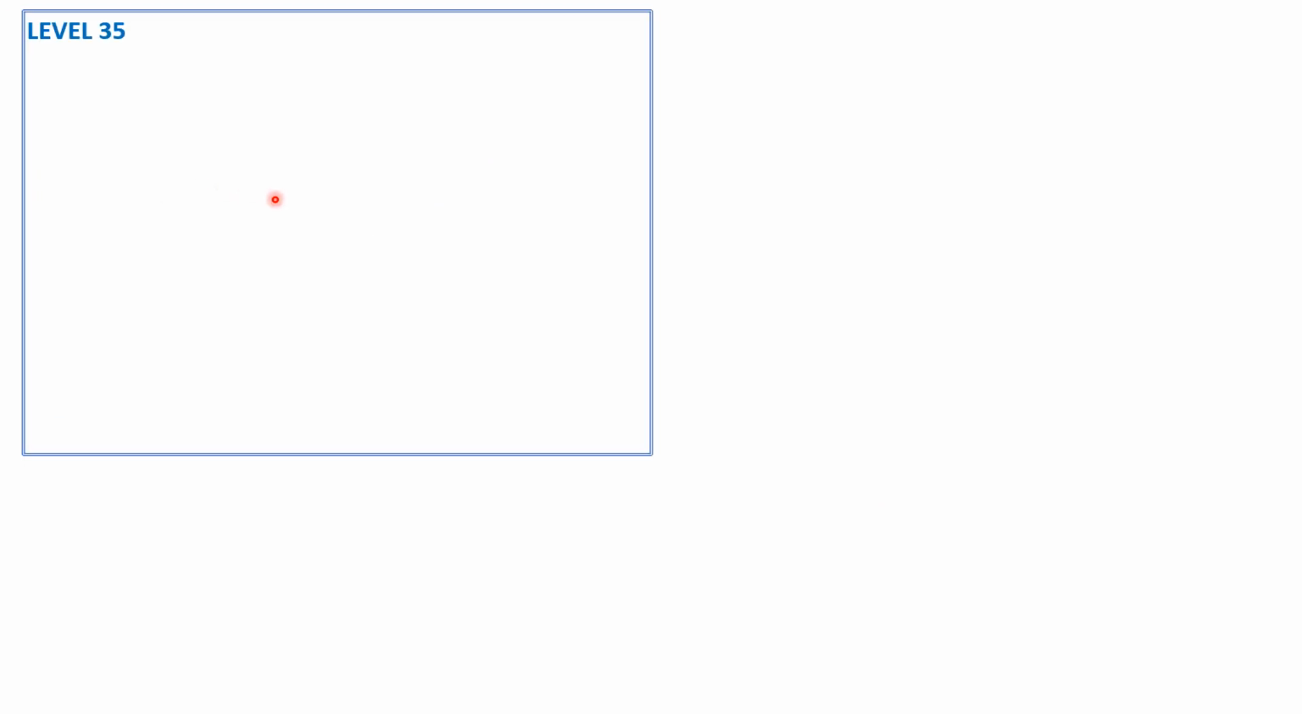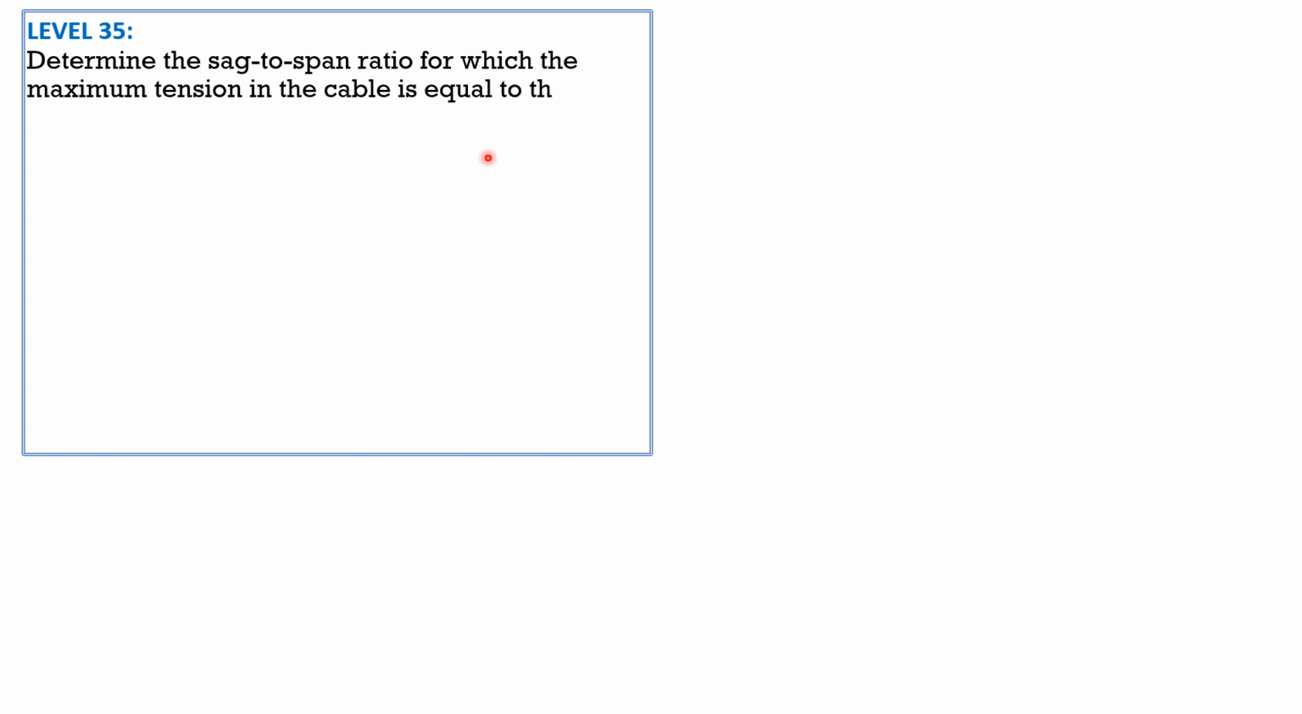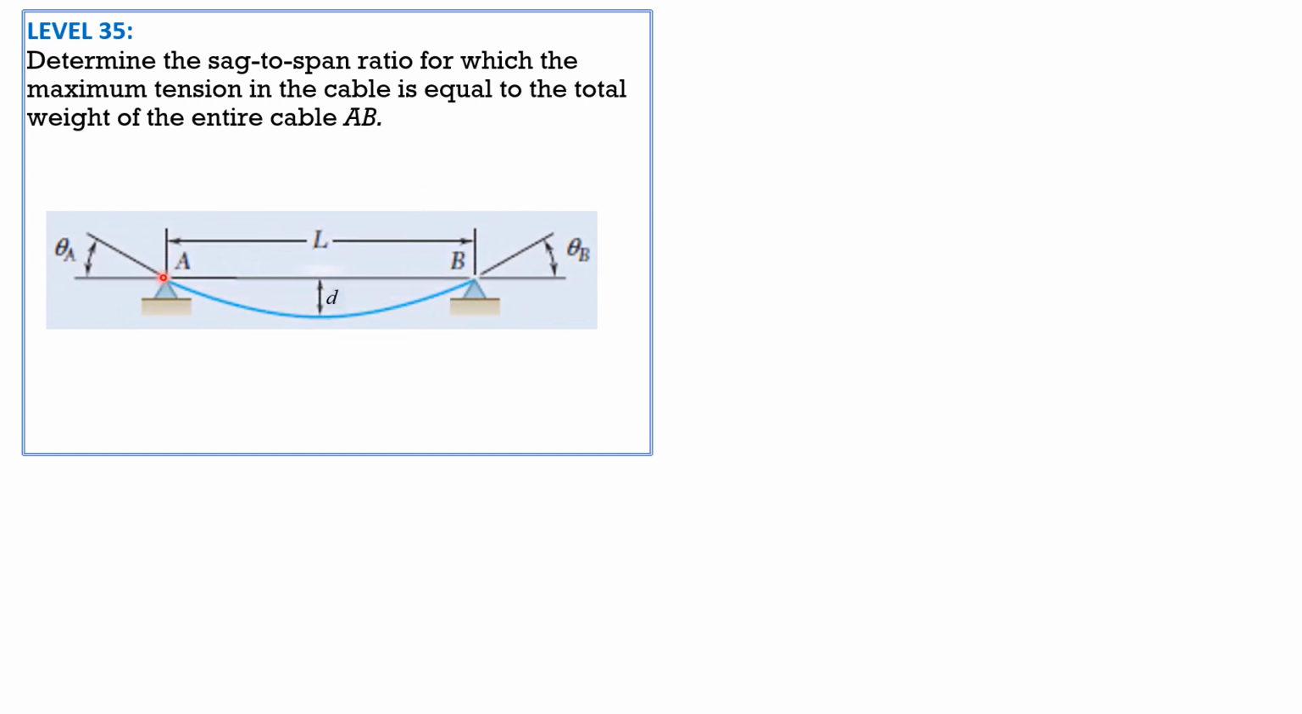Level 35. Determine the sag to span ratio for which the maximum tension in the cable is equal to the total weight of the entire cable AB. So here is the given cable and the conditions. So this is a catenary cable again, because it is the weight of the cable, it is just a cable that sags and it forms this one.